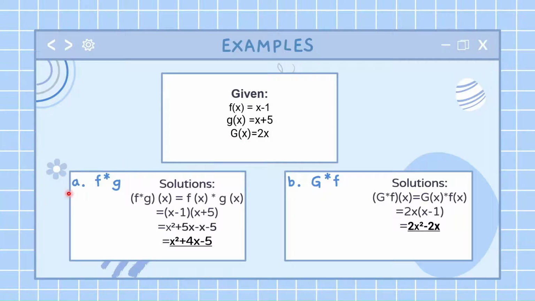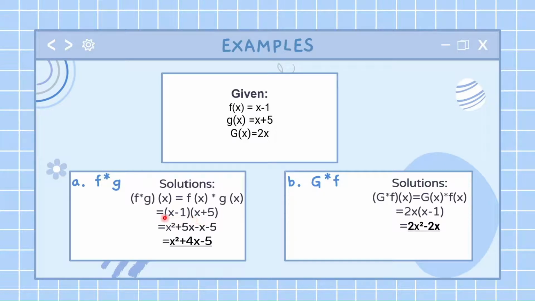So, let's first start with example A, f times g. We have here the solution. f times g of x is equal to f of x times g of x. Substitute. f of x is equal to x minus 1, and g of x is equal to x plus 5. Here. And as you can see, we can solve this using the FOIL method, which I'm sure most of you are very familiar with.